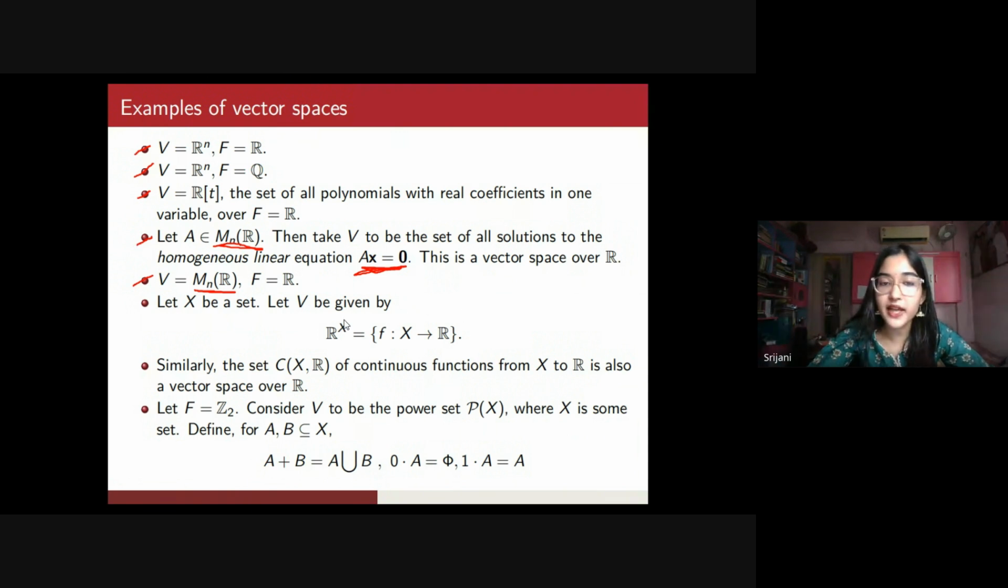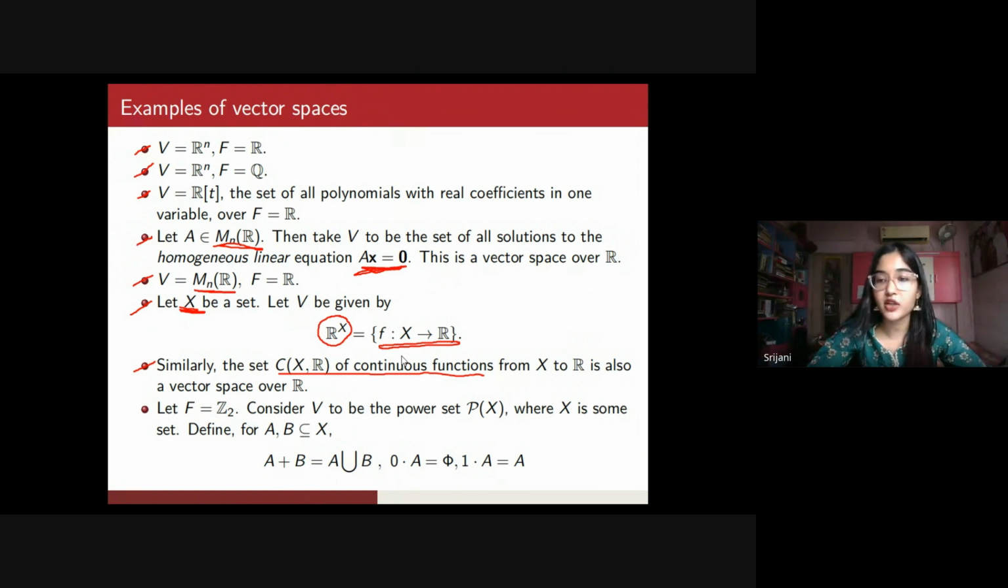Similarly, we can replace the set 1 to n with any abstract set X. Then we get R^X, the set of functions from X to R. This will also form a vector space. Again, the set of continuous functions from X to R is a subset of this, and that will also form a vector space.